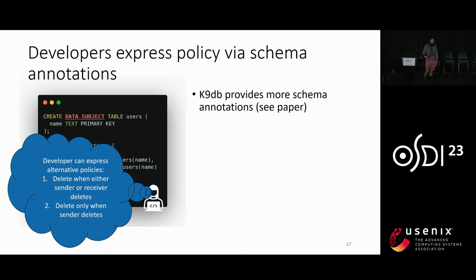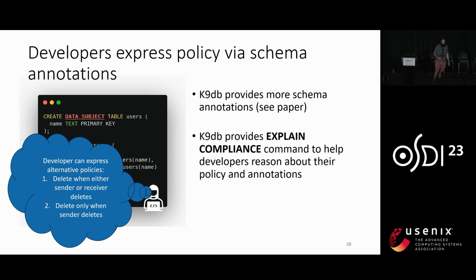Now, K9db provides other annotations that you can read more about in the paper. And using these annotations, by combining them in different ways, the developers can express alternative policies. For example, a policy that dictates that a message should be deleted when either the sender or the receiver requests deletion, or when only the sender requests deletion. You can think of other policies as well. In real applications, these policies can get a little complex. And so K9db provides an explain compliance command to help developers reason about their policies and make sure that they have their annotations just right.